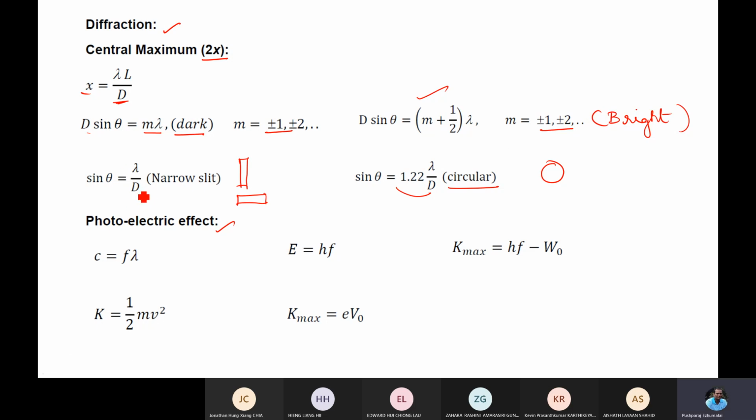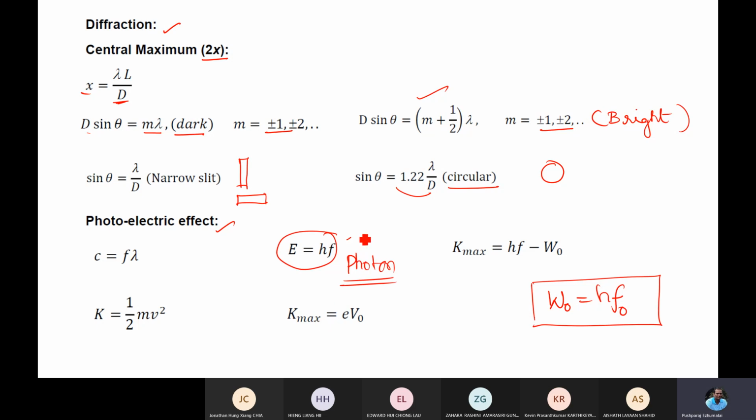Then the photoelectric effect. We already know that when light falls on a material, electrons are emitted. Whether all light will emit electrons? No. Light of only a certain frequency will emit electrons. That frequency is called the threshold frequency, and the metal possesses an energy called the work function, h f naught. And this is the energy of each photon, the photon energy.